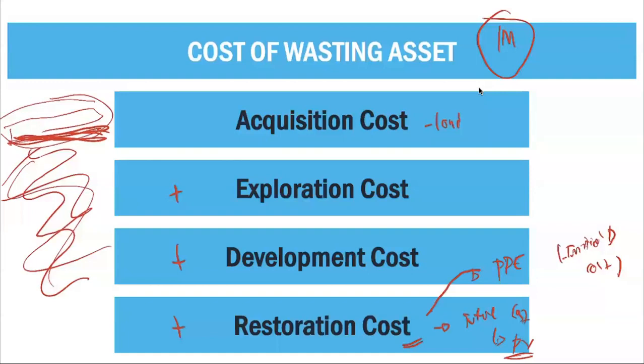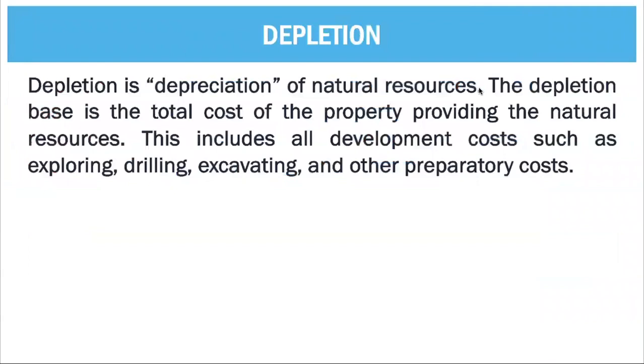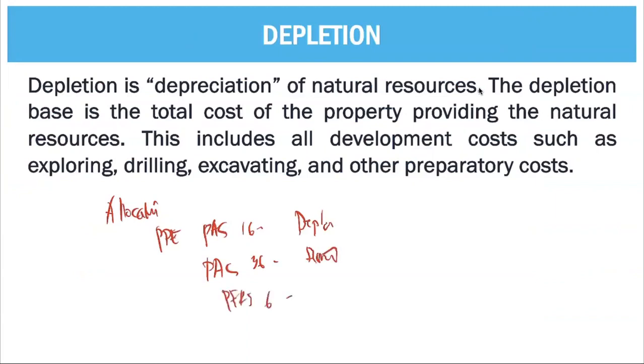The cost of restoration is the same as your dismantling cost in your property, plant, and equipment, wherein we get the present value. Now we go with your depletion. So depletion, as we all know, the allocation under your PPE, PAS 16, is known as depreciation. A while back, PAS 38, we know it as amortization. And now we have PFRS 6, we call it depletion. So what is depletion?